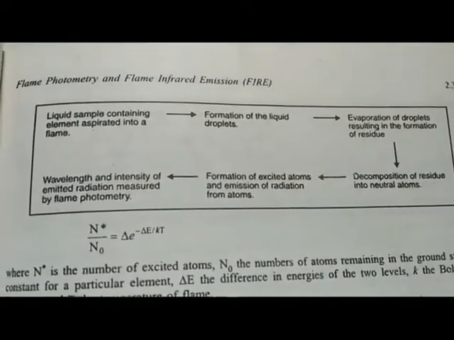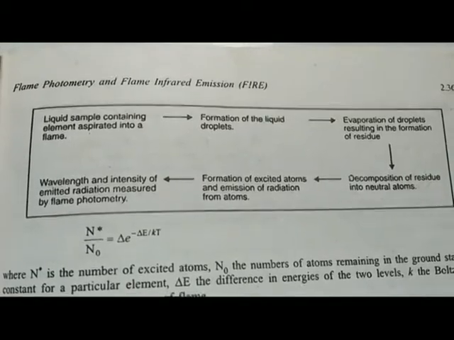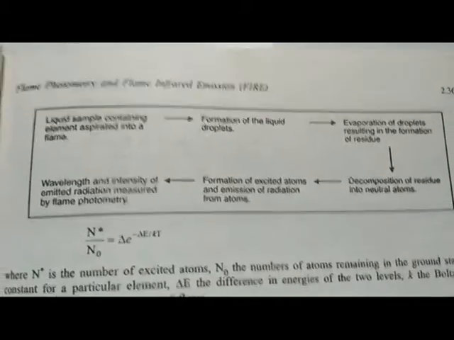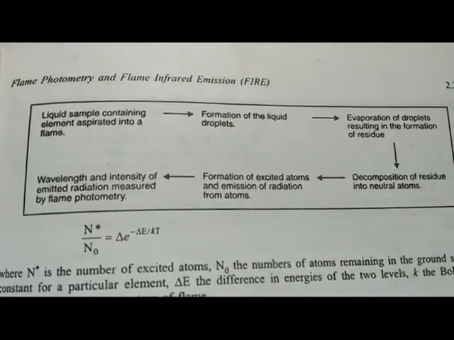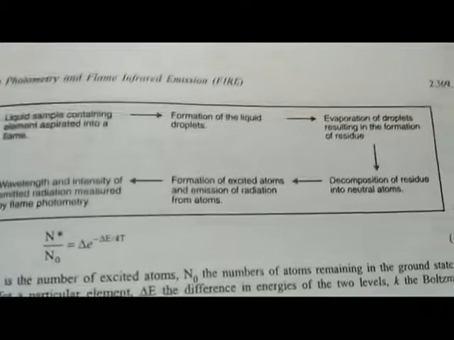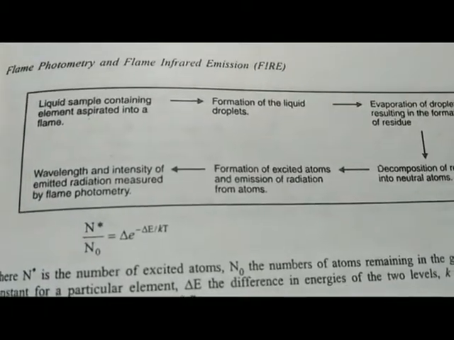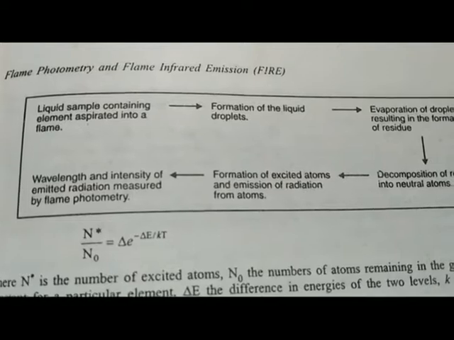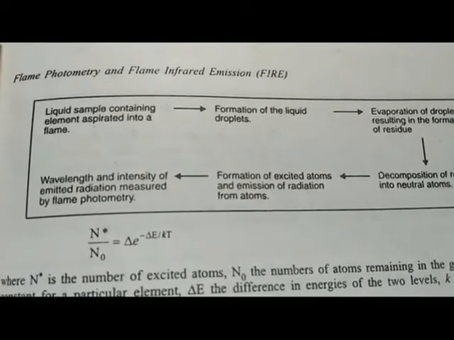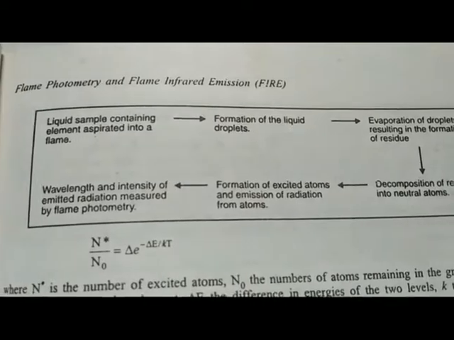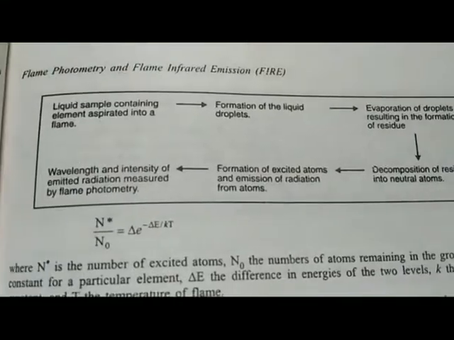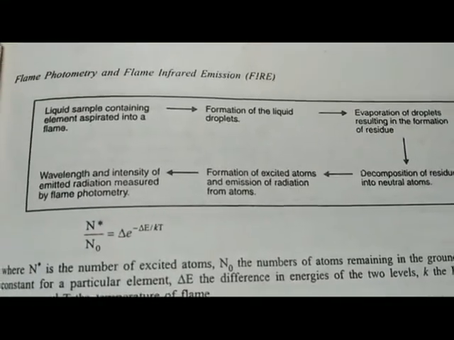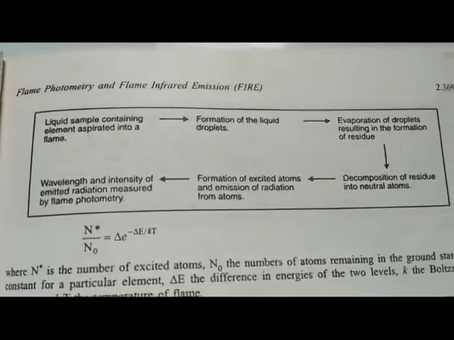Then the neutral atoms, by heating, go from the ground state to a higher excited state. When they go from the higher excited state back down to the ground state, they emit radiation. So the wavelength and intensity of the emitted radiation is measured by flame photometry. So this is the main principle of flame photometry.